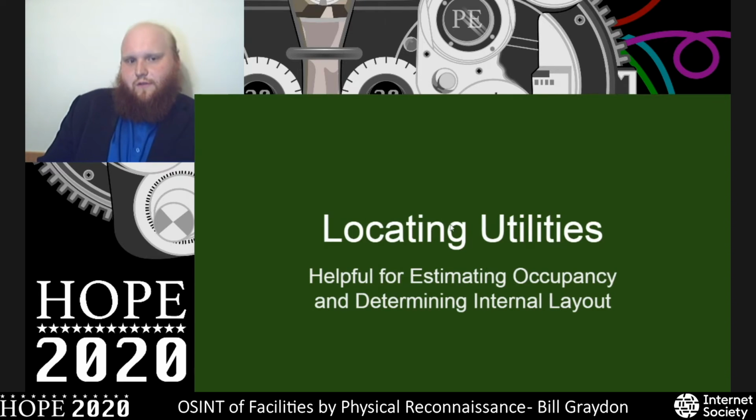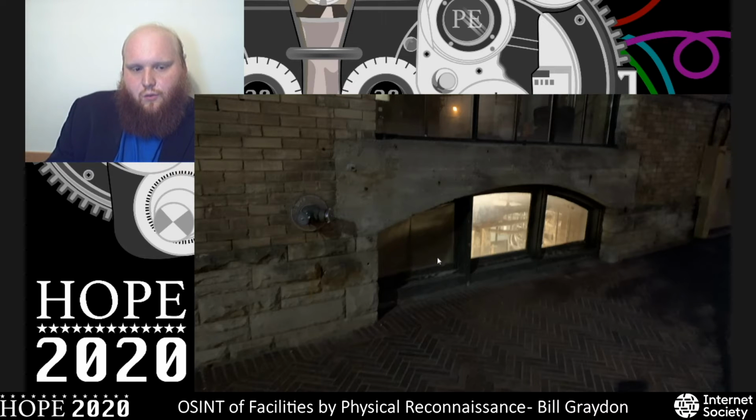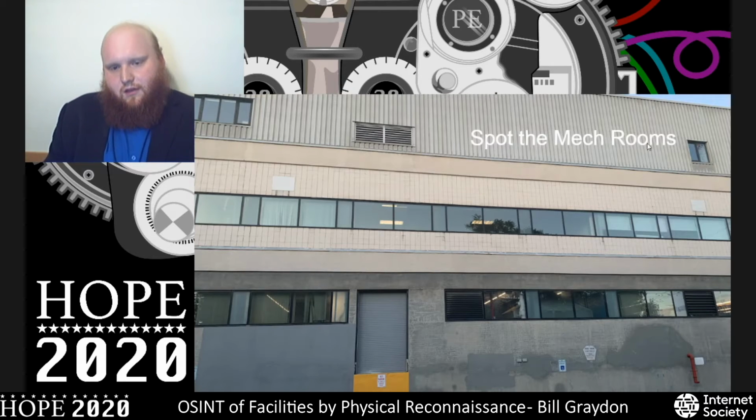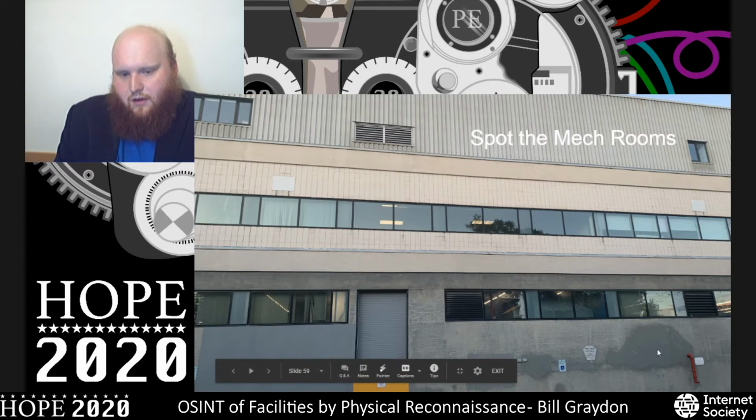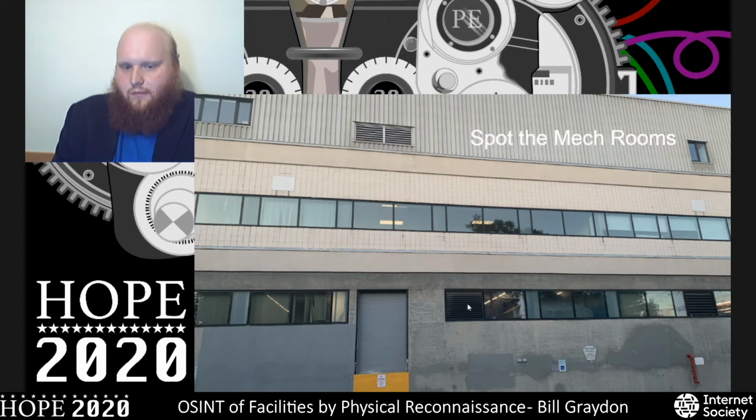Utilities are also very, very useful for determining the internal layout. So we can locate them by looking for cues like this fire standpipe here, as well as seeing a mechanical room through the window. In this particular case, can we spot the mech rooms? Well, we notice there's a fire standpipe there. We can see pipes in this window, and these 2 louvers here, so there's likely a large mechanical room there.